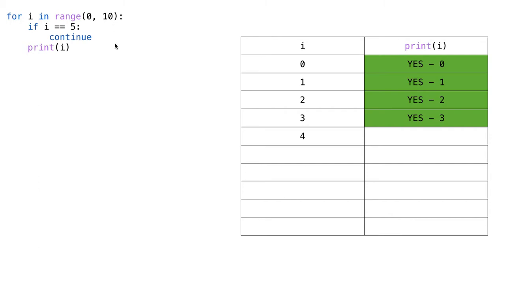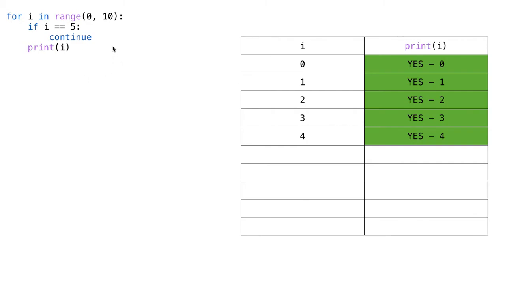Now we go to the next value of I, which is 4. We again ask this question, is I equal to 5? 4 is not equal to 5, so again we ignore this indentation that appears directly below the if statement, which means we are allowed to print out what the value of I is, which in this case is 4.